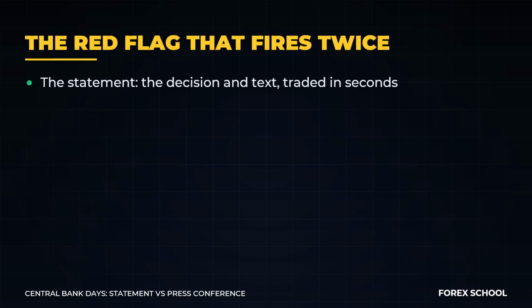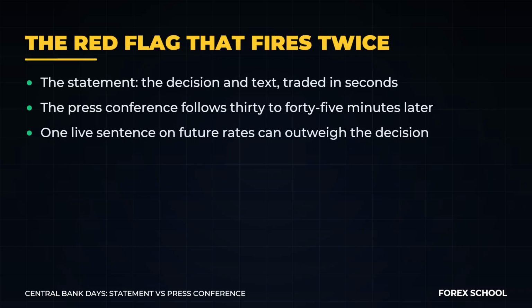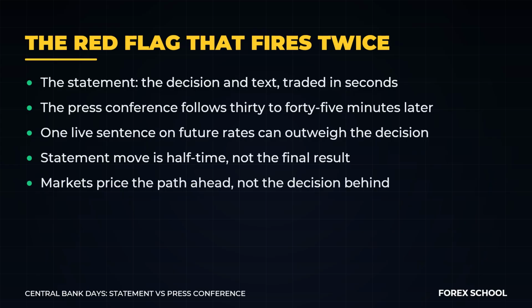Central bank days deserve their own chapter, because they're the only red flag that fires twice. First comes the statement, the rate decision and the written text, released to the second. Algorithms trade it instantly. But 30 to 45 minutes later comes the press conference, where the governor answers questions live, and one unscripted sentence about the path of future rates can matter more than the decision itself.